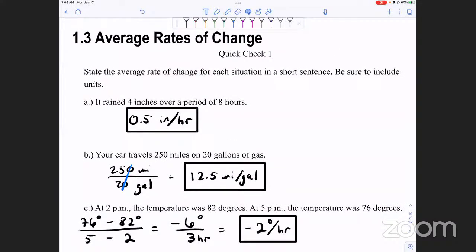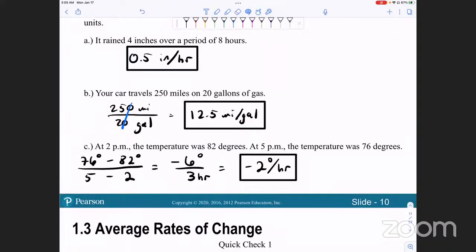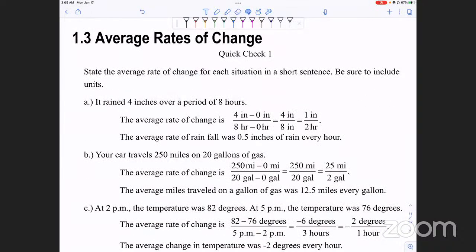I know I didn't write it in a sentence, but again, I think this makes sense, right? So let's just look at it. The average rate of rainfall was half an inch of rain every hour, right? The average miles traveled was 12.5 miles every gallon, okay? And then the average change in temperature was -2 degrees every hour. I think that's exactly what we got.